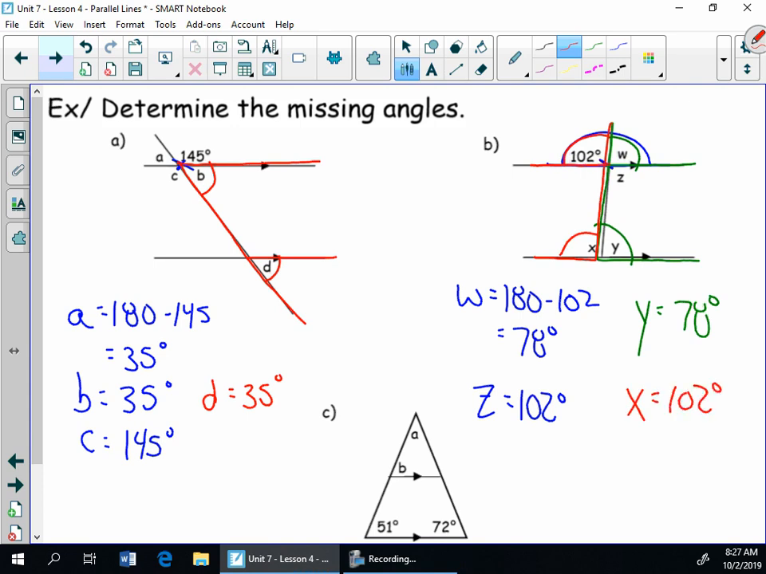Now, that's not the only way you could have got X. If you really wanted to, you could have thought of this as a straight line. That's 180 degrees. So X also could have been 180 minus 78, which, surprise, surprise, is 102. There's lots of ways of getting these things, but somehow, if I need to get an angle far away from previous ones, I probably need to use that F pattern.